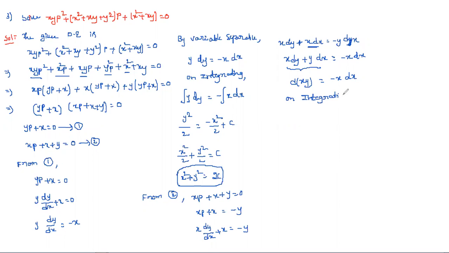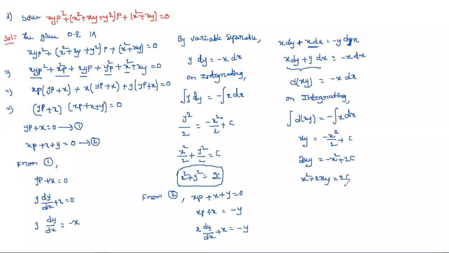So integrating on both sides. On integrating, integral derivative of xy is equal to minus integral x dx. So derivative and integration cancel, then we'll get xy is equal to minus x square by 2 plus constant c. And if you want, you can take LCM, and then what will we get? 2xy is equal to minus x square plus 2c. And take this x square to this side, then it is x square plus 2xy is equal to c.